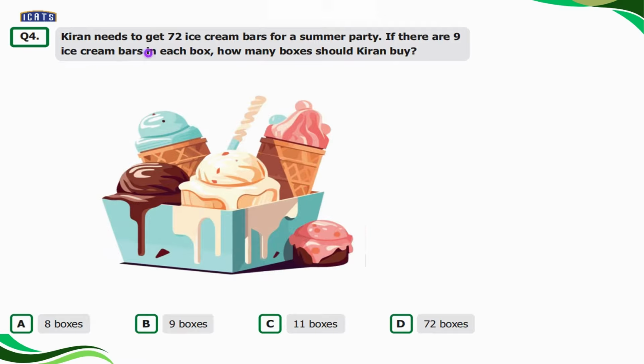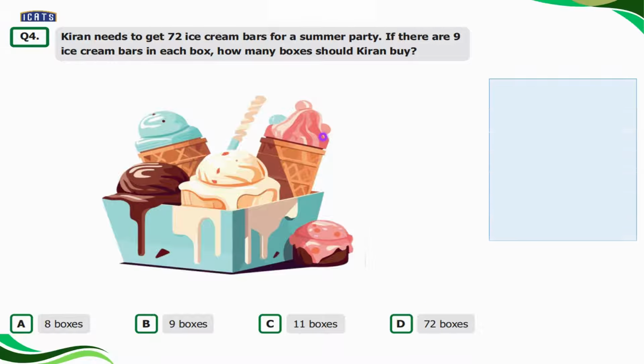Question number 4. Kiran needs to get 72 ice cream bars for a summer party. If there are 9 ice cream bars in each box, how many boxes should Kiran buy? Option A 8 boxes, option B is 9 boxes, option C is 11 boxes and option D is 72 boxes.